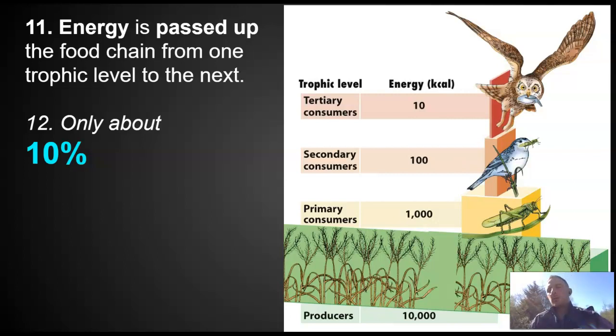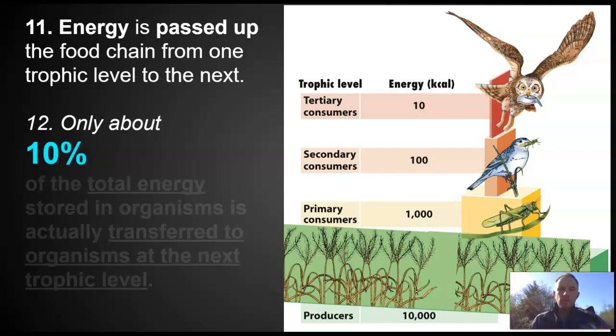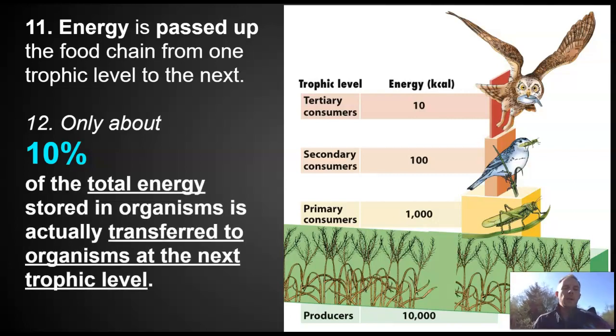So why do we stop at owls? Because we run out of something. We run out of energy. So the total energy stored in organisms is not all transferred to organisms at the next level. Only about 10% of the total energy stored is transferred.